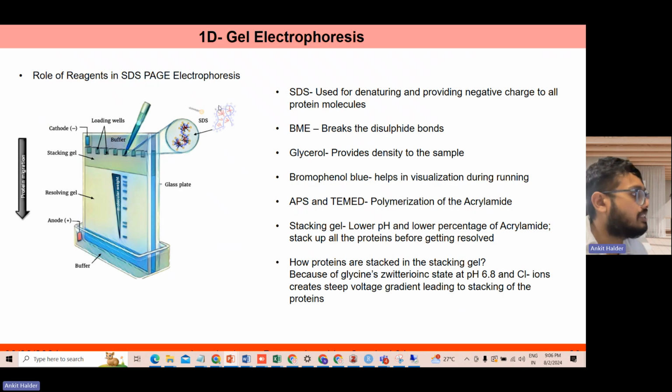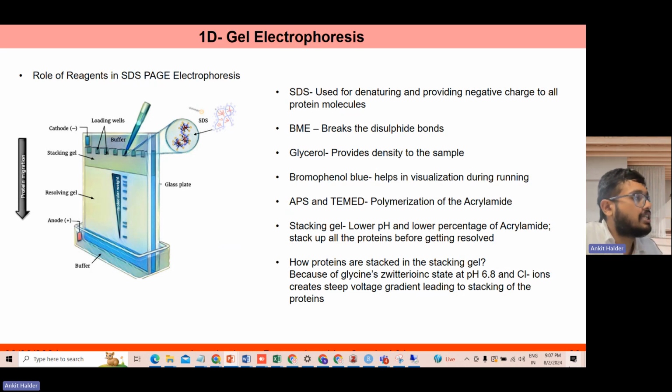So what are the roles of the reagents in SDS-PAGE electrophoresis? SDS is used for denaturation of the proteins, and it provides an overall negative charge, so all the proteins get a uniform charge and move towards the anode from the cathode. So SDS plays a dual role in SDS-PAGE electrophoresis. One is denaturation, and another is providing the overall negative charge so that the protein gets a uniformly negative charge for moving.